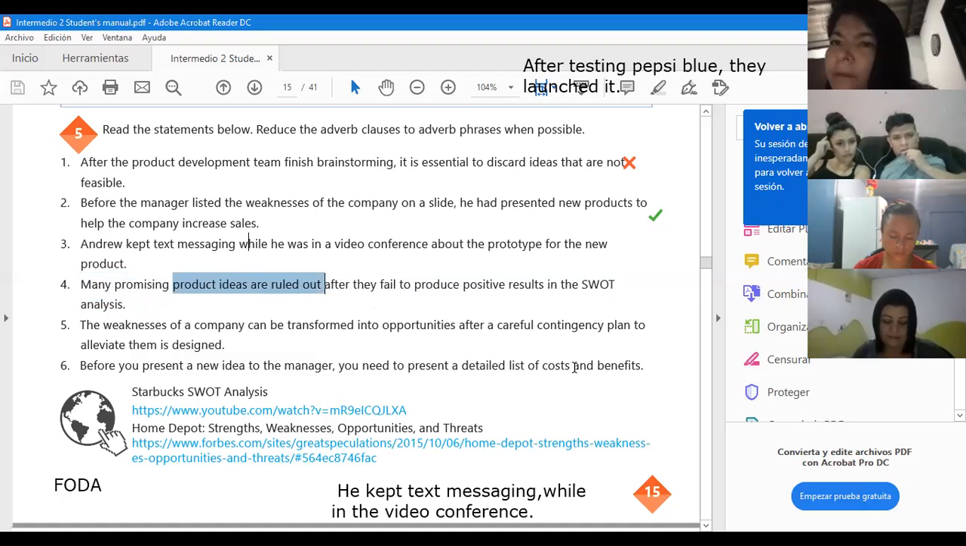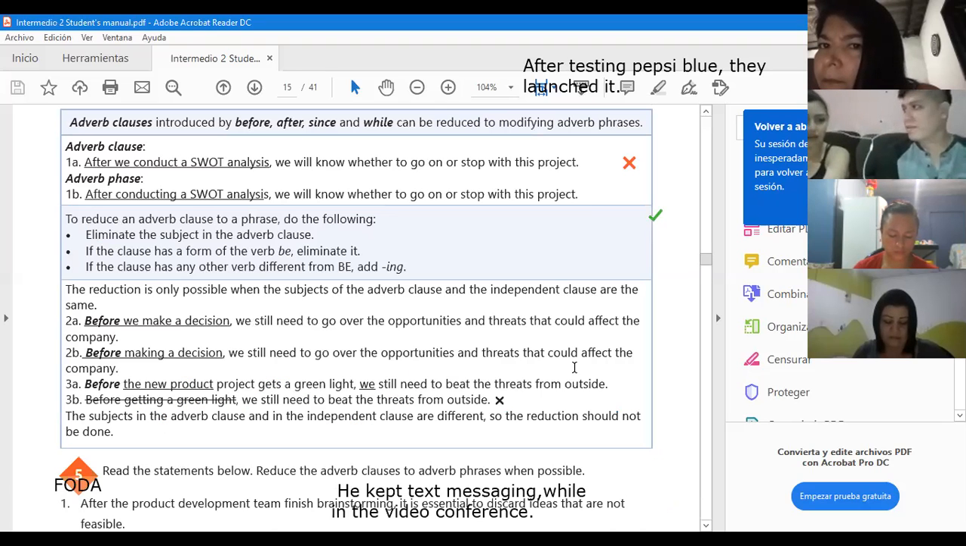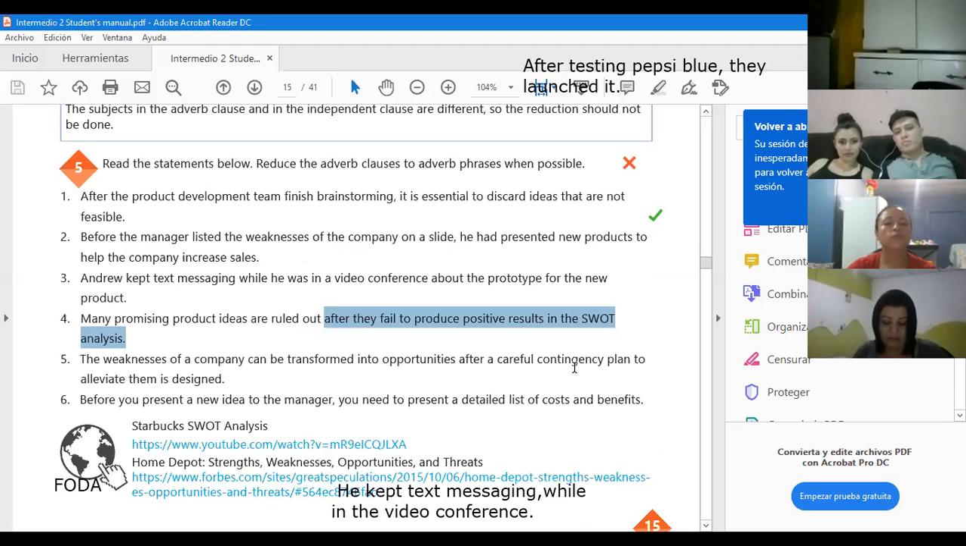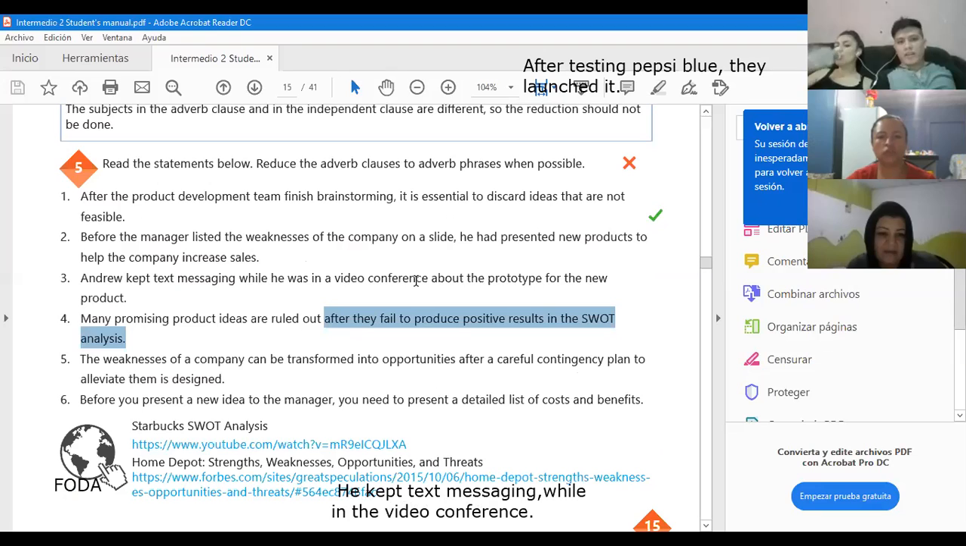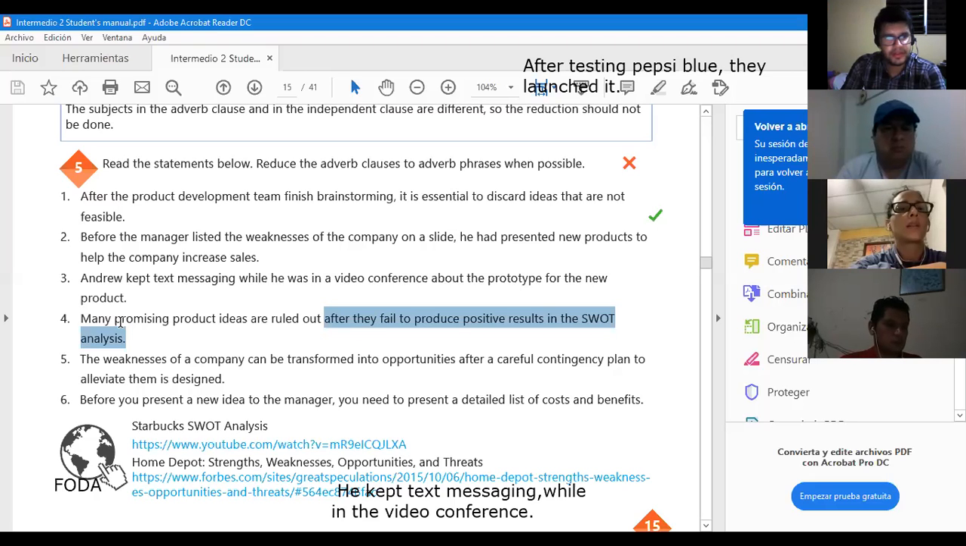This one is called the dependent clause. So that's the one we are going to reduce. So after, let's reduce this one, the one that's signed, please. After failing to produce positive results in the SWOT analysis. Okay. Yeah, that's it. That's how it sounds. So let's give the whole sentence, please.